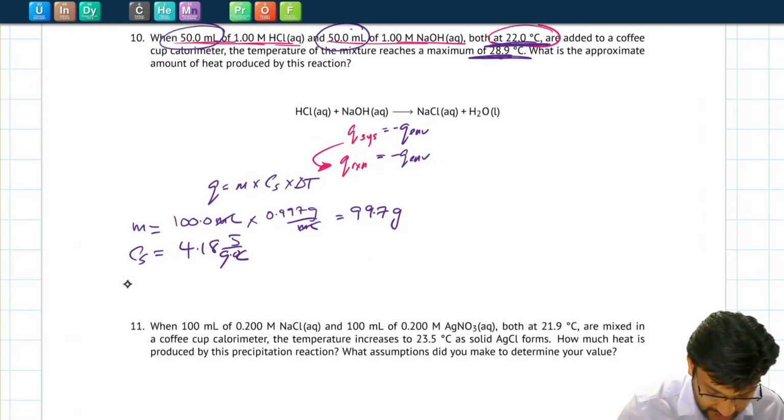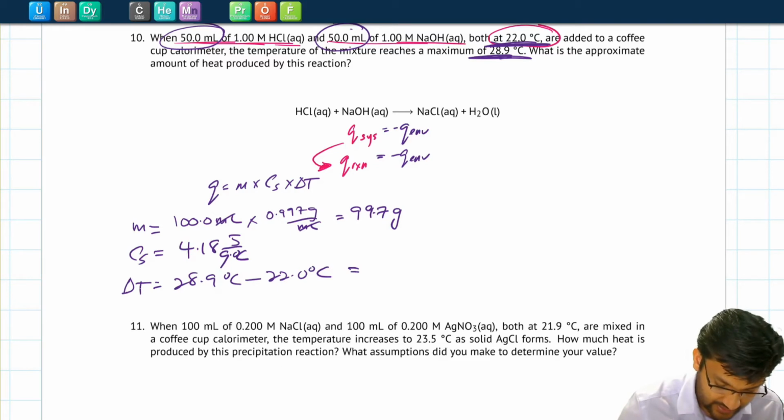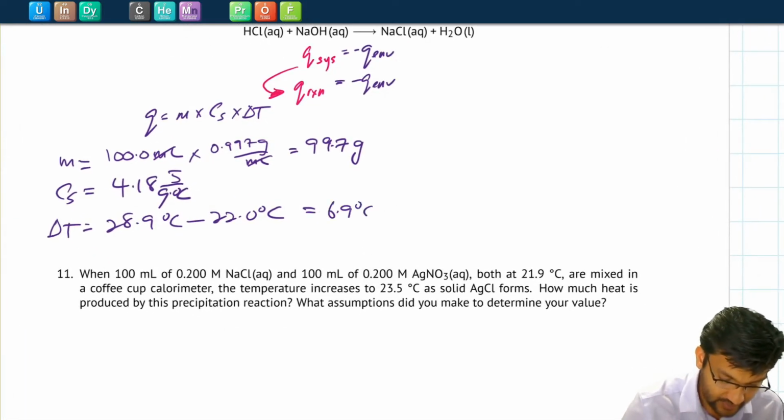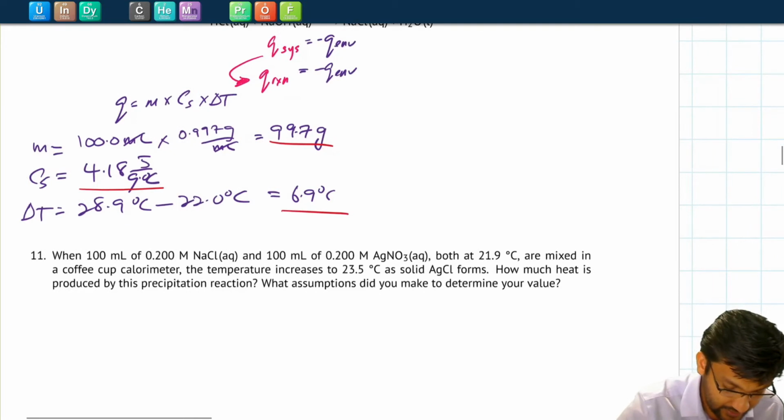And the temperature change, we can find, it's just going to be 28.9 degrees Celsius minus 22.0 degrees Celsius, which gives us 6.9 degrees Celsius. So we have all of the pieces of information that we need to solve for the heat from the environment, which is this solution.